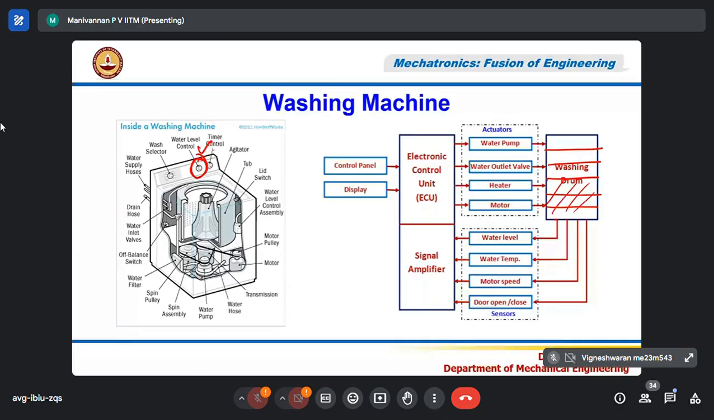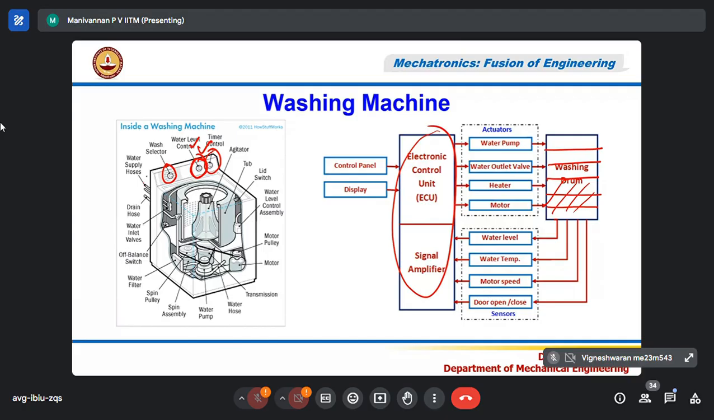Then the third one is washing type. In new machines, once you select the water level and type of cloth, there is a computer called ECU that automatically knows how long the washing cycle should go, whether 20 minutes, 25 minutes, 30 minutes. Apart from that, this machine doesn't have anything.